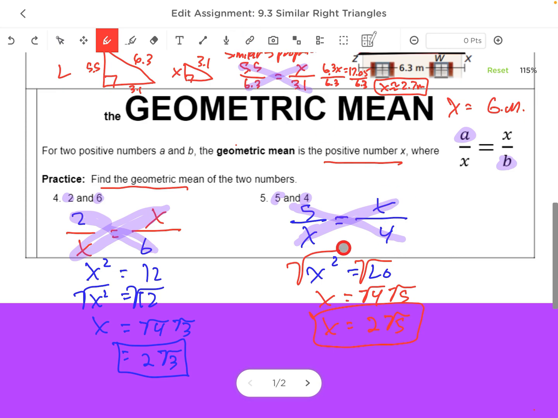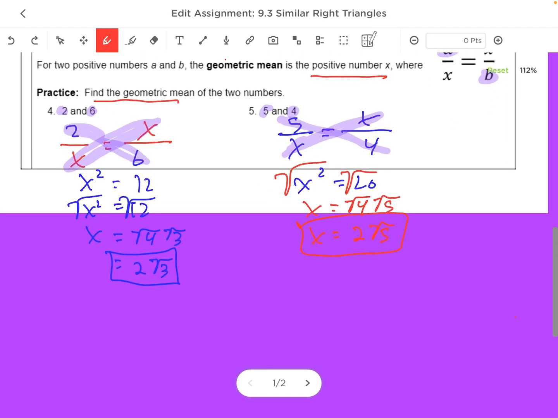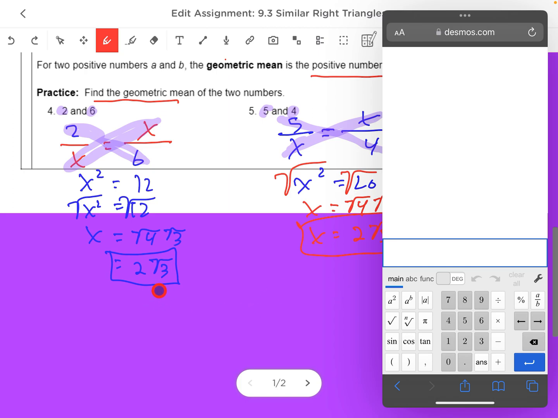Okay, so to find the geometric mean, we want to do that. So that's if they wanted it in radical terms, right? Now, what if they said, what's the decimal answer? So we would just type that into our calculators. So 2 square roots of 3 is equal to 3.456. So it's approximately 3.5, right? So depending on which type of answer, 2 square roots of 3 is approximately this.